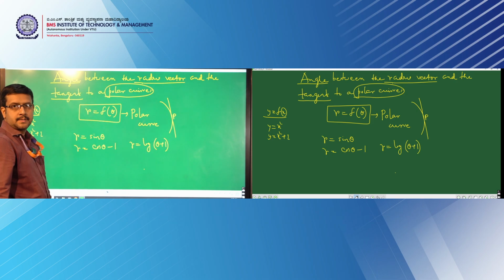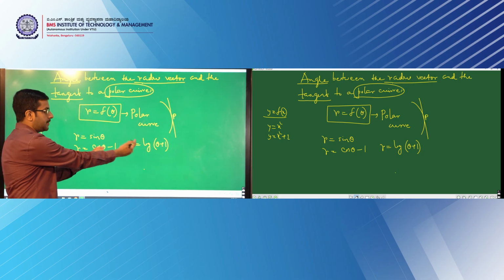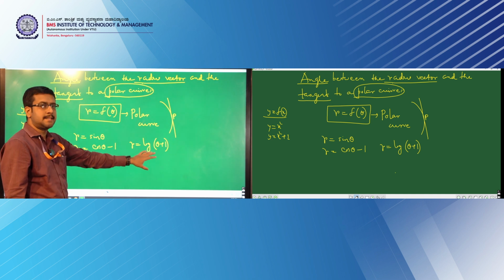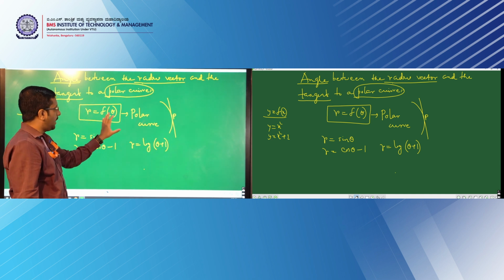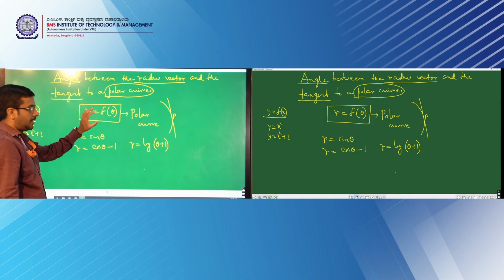So right hand side students, you see, on the left hand side r is there, and on the right hand side any function of theta. Whenever any function of theta comes, in general representation it is written as f(theta). So r equal to f(theta) represents nothing but a polar curve. This is a polar curve.